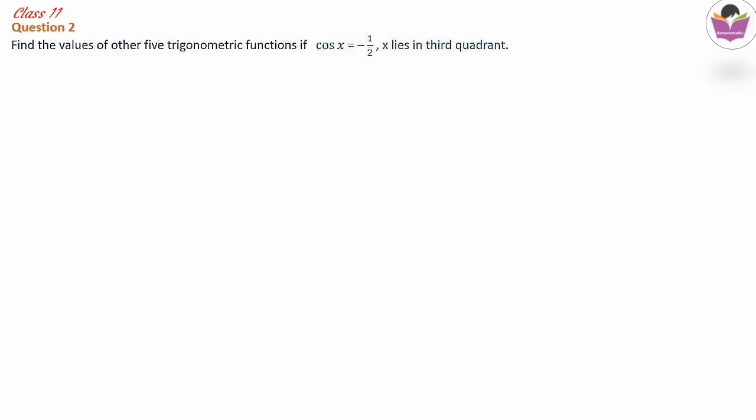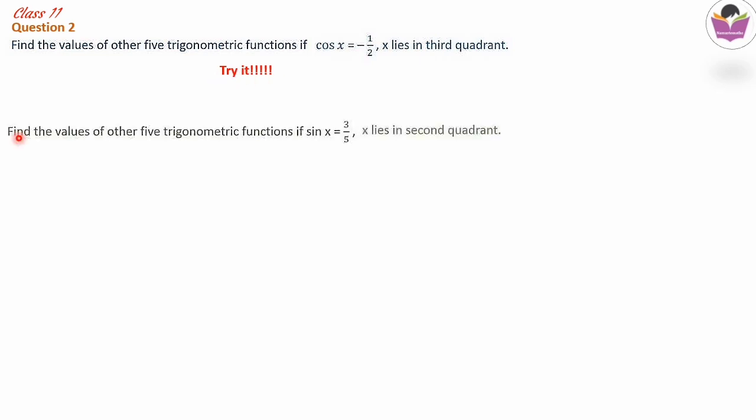Next we shall discuss question number 2. The question is, find the values of other 5 trigonometric functions if cos x is equal to minus 1 by 2, x lies in the third quadrant. One trigonometric function value is given, that is cos x is minus 1 by 2. We are asked to find out the other 5 trigonometric functions. So x is in the third quadrant. This question is similar to the previous one, so we will be doing it as homework.